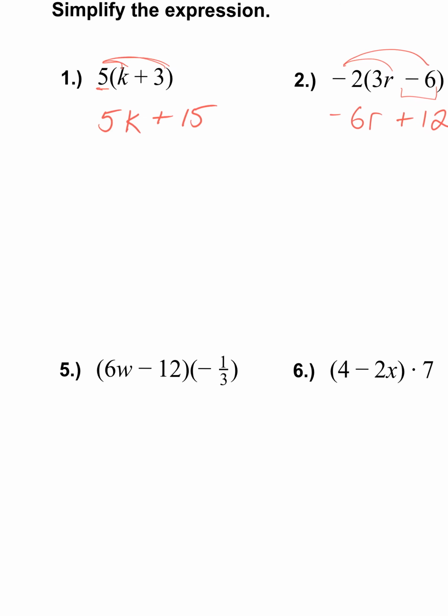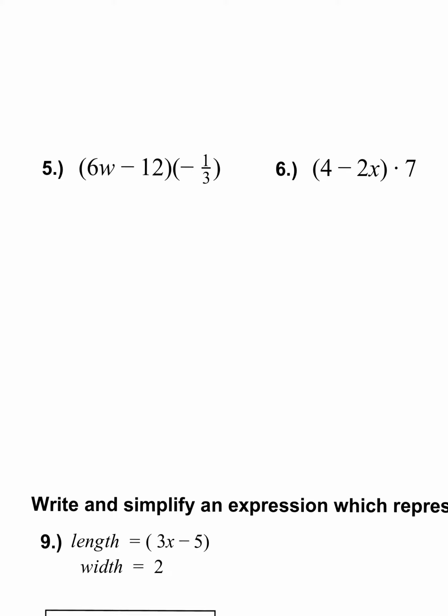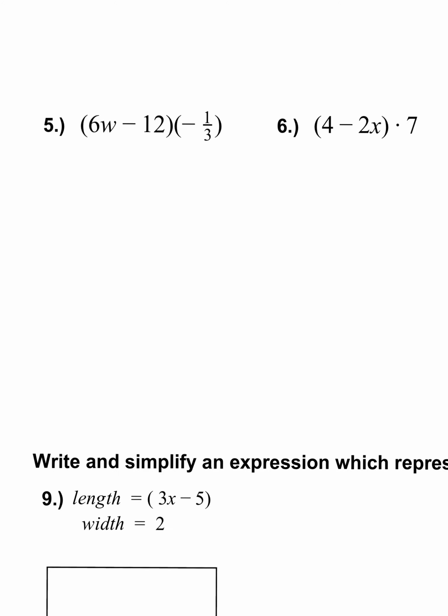A couple more examples here. Number 5: the quantity of 6w minus 12 times negative 1/3. The only thing different about this problem is the number that we're going to distribute is after our set of parentheses, but we still follow the same steps.